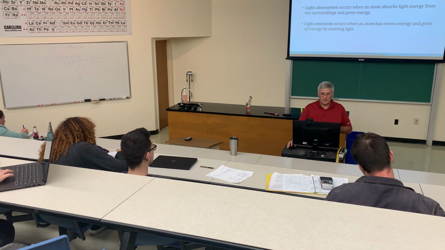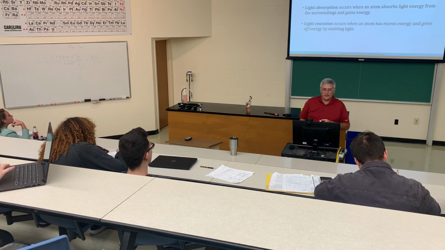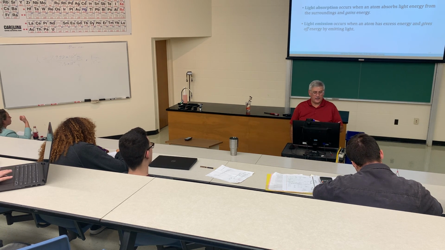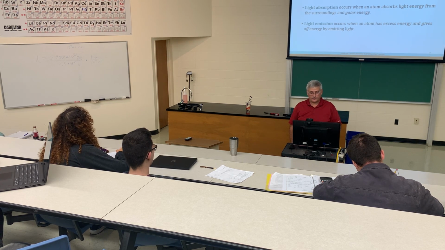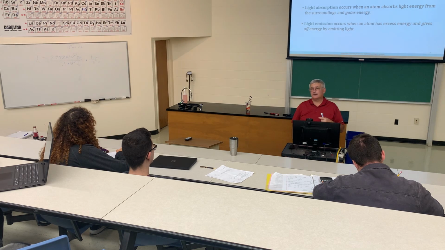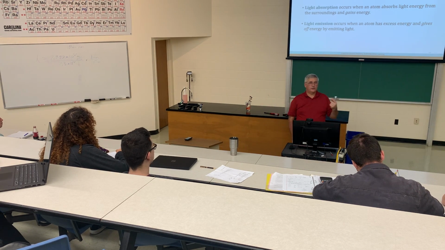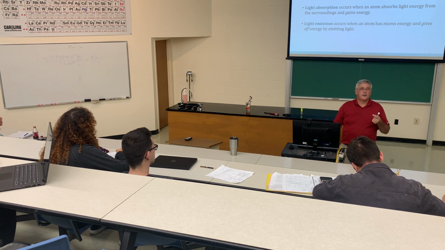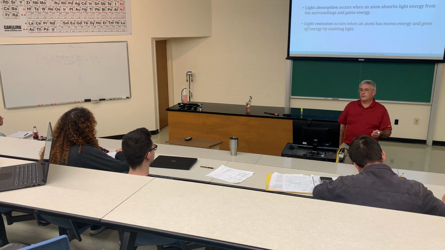Good? Light absorption and light emission, all right? Matter and energy are constantly interacting with one another. You have to realize that. Light absorption occurs when an atom absorbs a wave of light from its surroundings. When it does that, it goes up in energy. It goes from ground state to an excited state. And in reference to photons, the photon has to be of the right energy for that to happen. But when absorption occurs, then it's of the right energy.